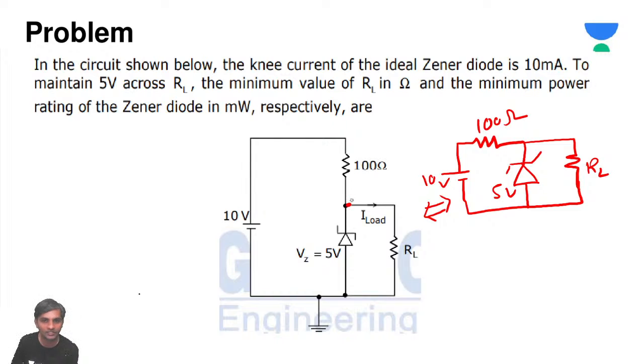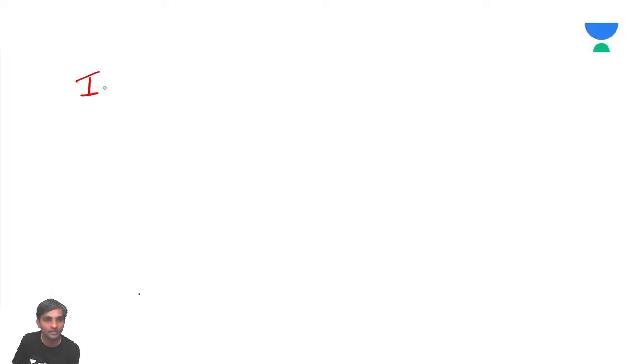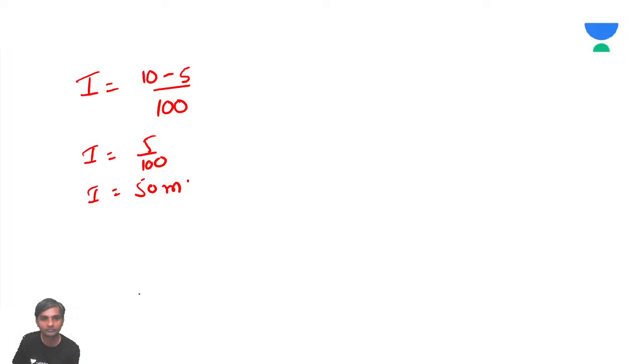This is 5 volts here, then 10 volts here. So the current across this resistor, I, is going to be 10 minus 5 by 100. So I is 5 by 100, so can I write this as 50 milliamps? Total current I is going to be 50 milliamps.